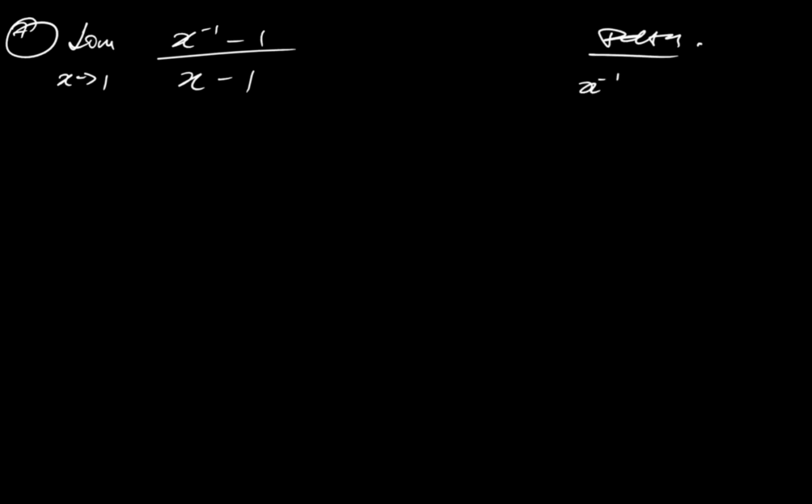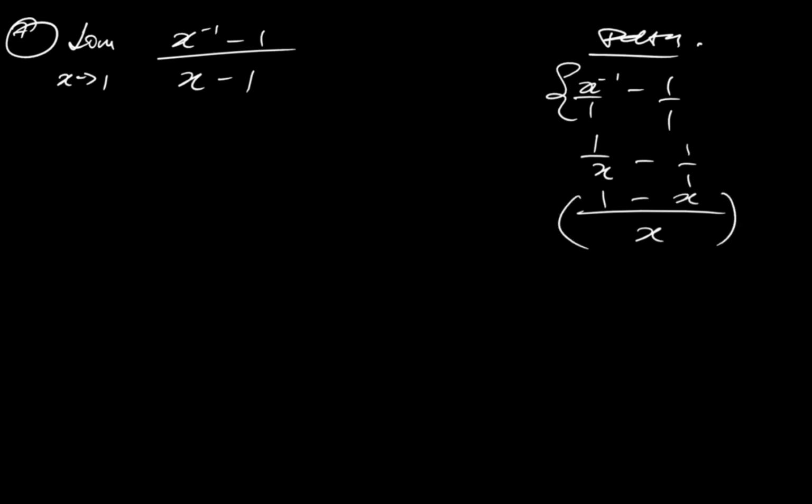So having x to the minus 1 is the same as having 1 over x. Let me just put over 1 so you can understand what I mean. So having this is the same as having 1 over x minus 1 over 1. If you look for the common denominator, that will be x. X into x is 1 times 1, that's 1. And then the sign, 1 into x is x times 1, that's x. So you have 1 minus x over x.